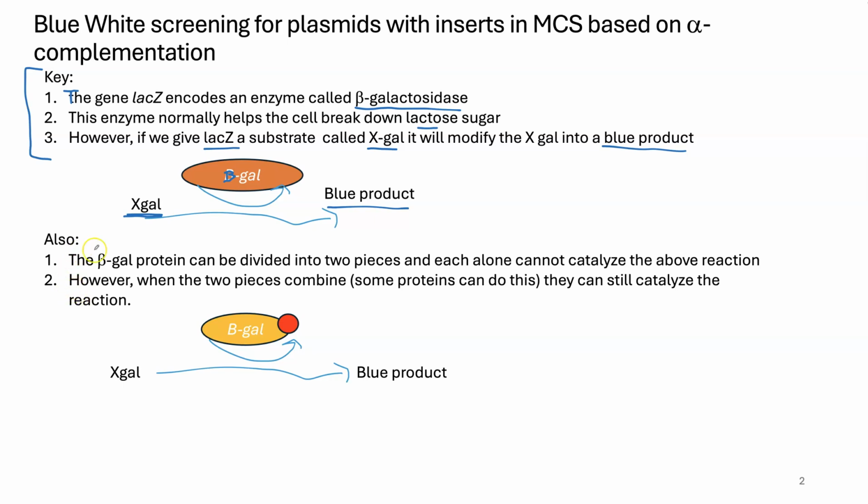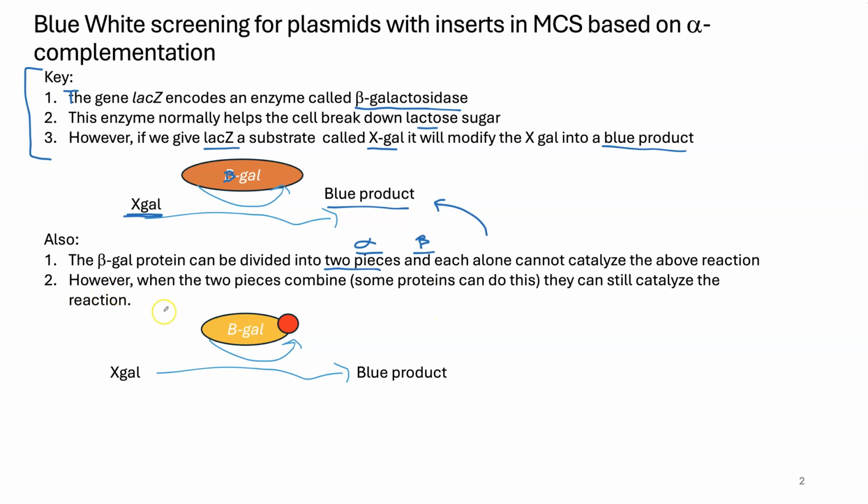Now it turns out, this is not true of all proteins, but the beta-gal protein can be divided into two pieces. One of which is called the alpha fragment, and the other one, I always call it the beta fragment, but I don't actually think that's the correct name for it. But the idea is you have two separate pieces, and they can be transcribed and translated separately and make two separate bits. And if you have just one of them or the other, you don't get a reaction when you combine them with this X-gal.